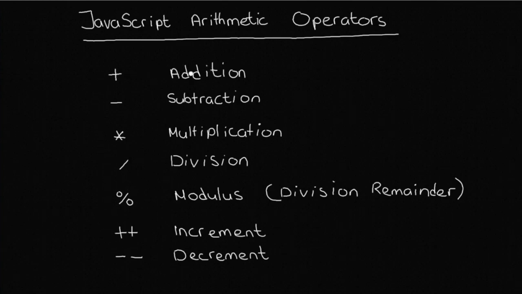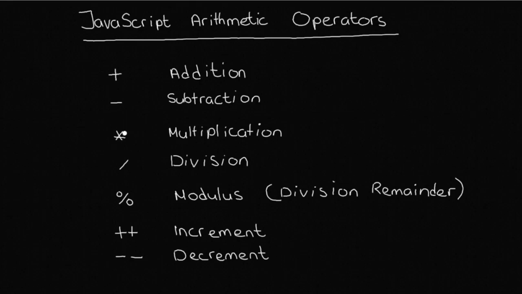So starting off with addition, this is simply just adding two variables together. So if we're using numbers, we can add two numbers together. If we're adding two strings, we can also add two strings together. Then we move on to subtraction. It's exactly what you would have used in maths before. It's just taking two numbers away from each other. Then multiplication is the same thing that you would have seen in maths as well.